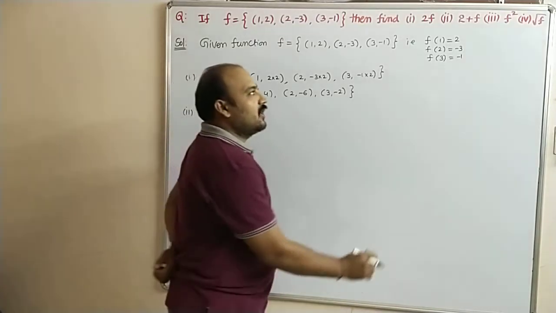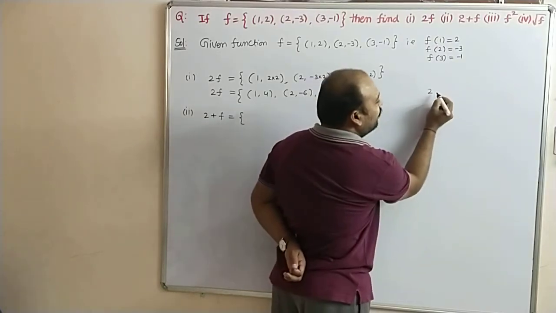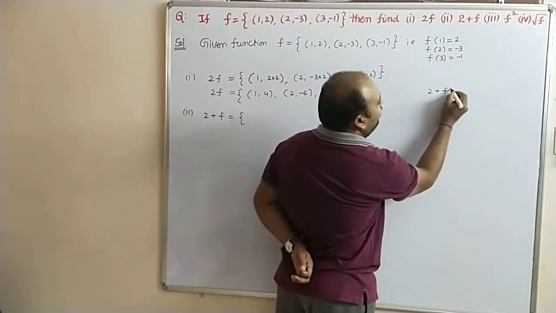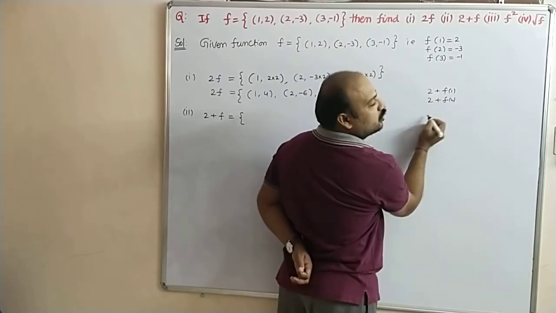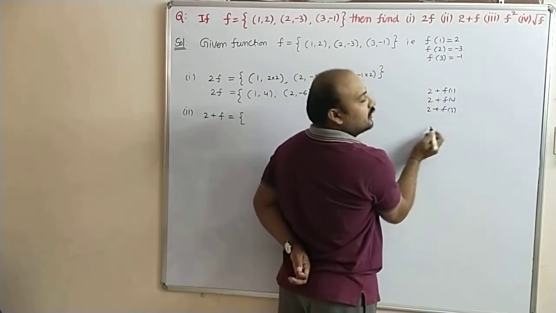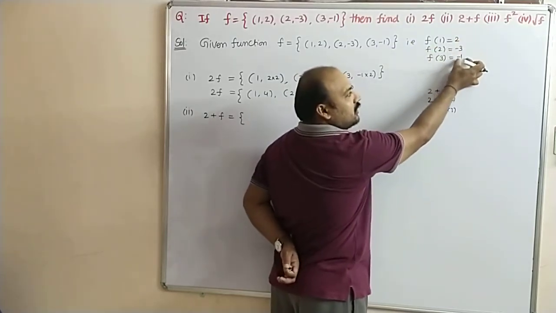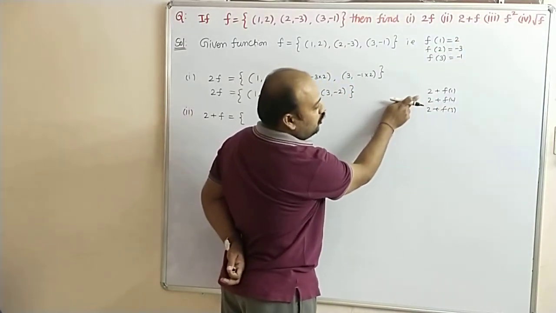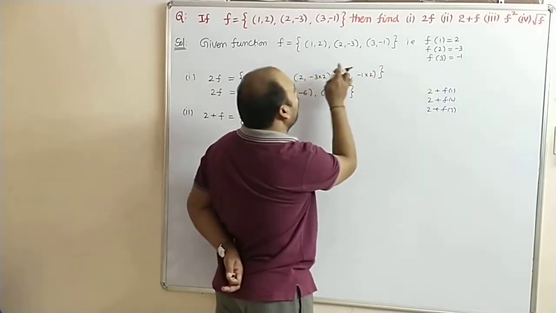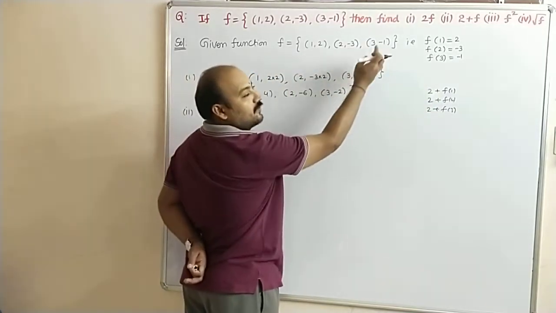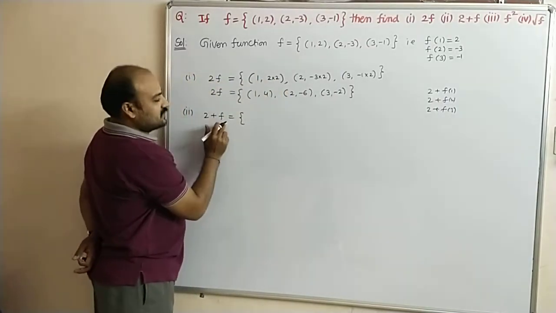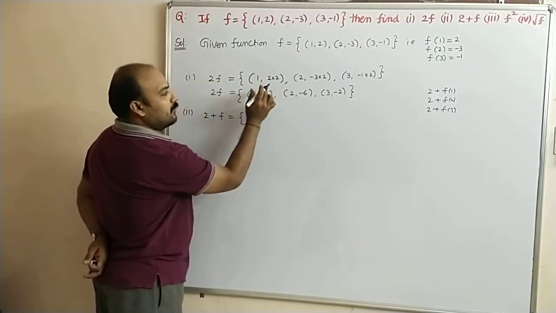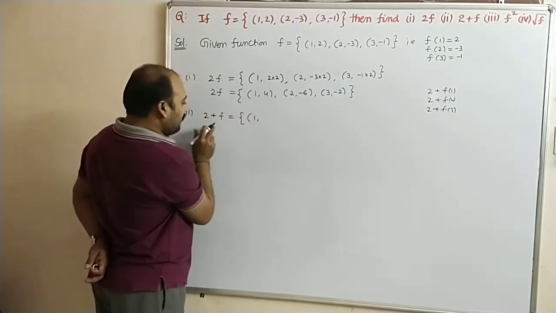How to write? This is only a function, no? 2 plus f means 2 plus f of 1, 2 plus f of 2, 2 plus f of 3. You are adding 2 to the codomain elements in the function f. So now 2 plus f equals 1 comma, in the codomain 2 is there, we are adding 2.